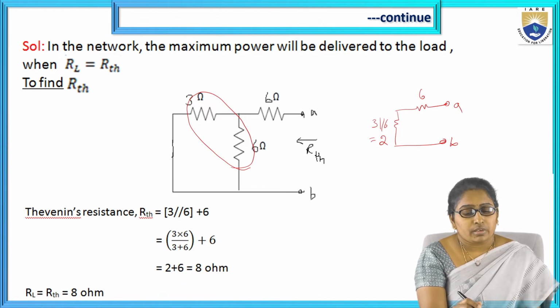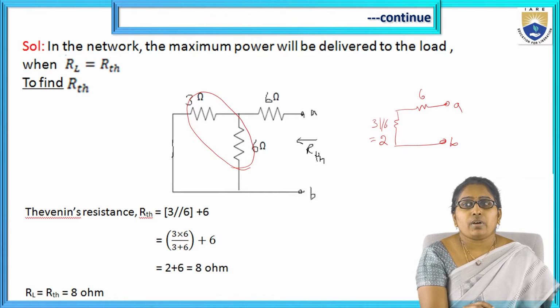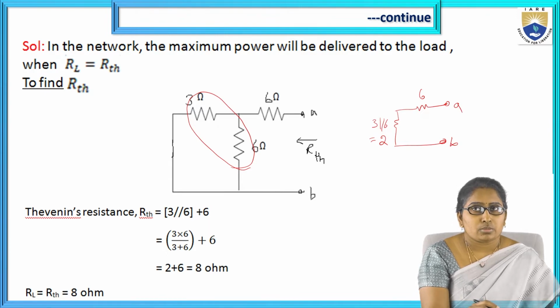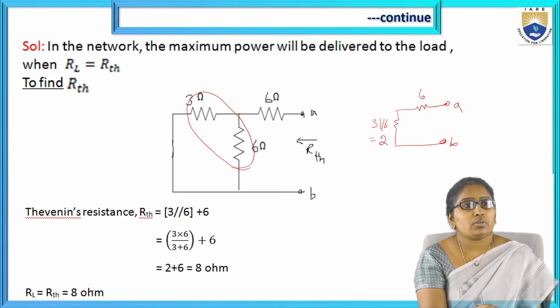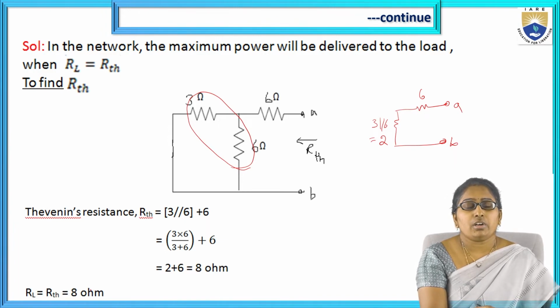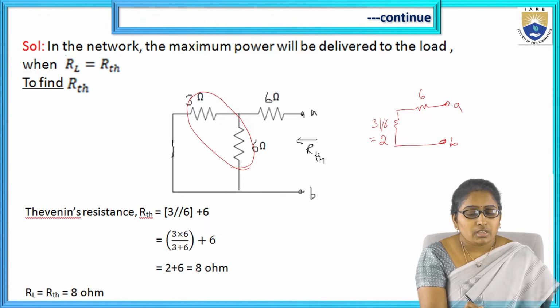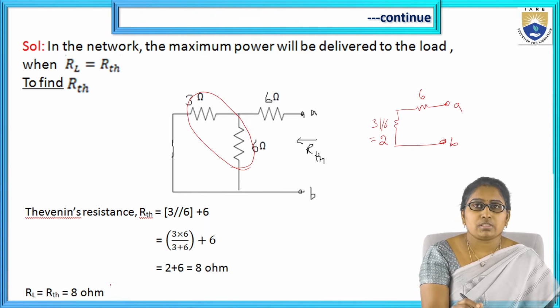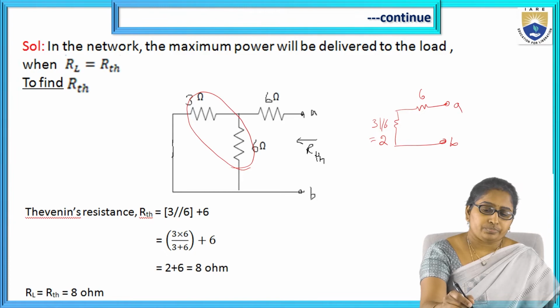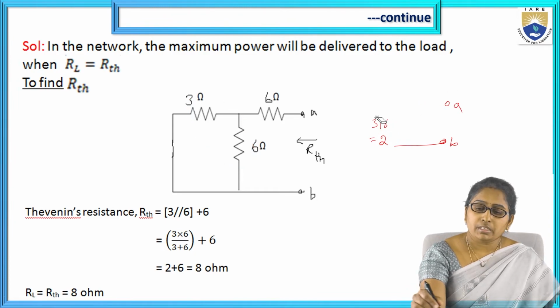For the first part of the question, calculate the value of RL for maximum power transfer to RL. According to the theorem statement, the load resistance value equals the Thevenin's resistance of the circuit, which is calculated here as 8 ohms. So the RL value is 8 ohms. That is the first part.